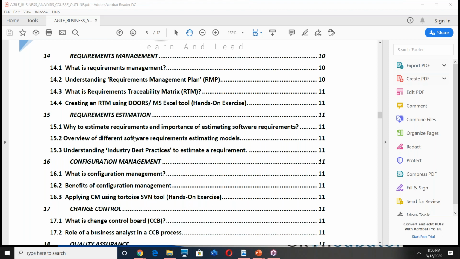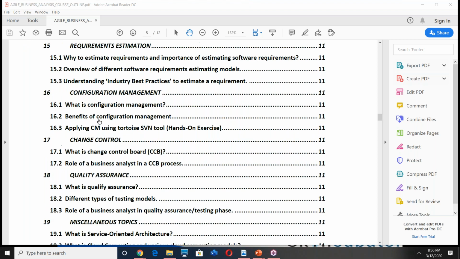So that's very important. So we'll talk about the requirement estimation process and how do you estimate a requirement, not only requirement, but also from the design, development, testing, the entire end-to-end life cycle of a requirement has to be estimated. And then some more topics like configuration management. We will use Tortoise SVN to understand the concept of configuration management, and then change control board. What is a change control board? What's the role of a business analyst in the CCB, which is change control board?